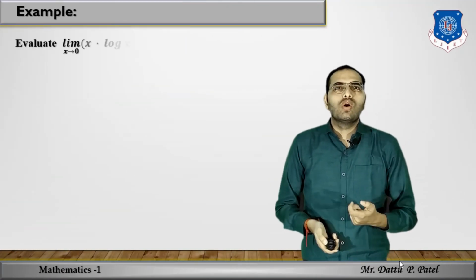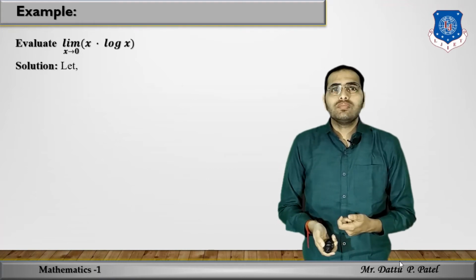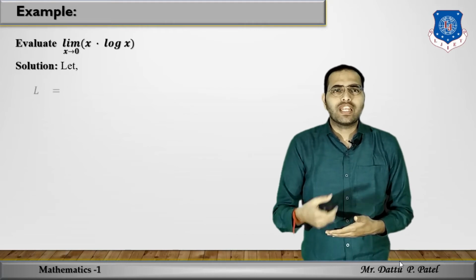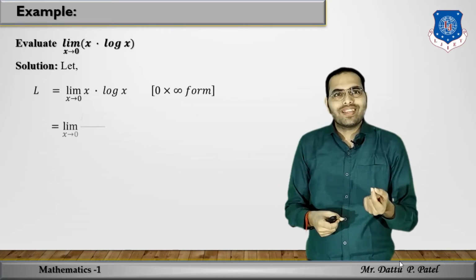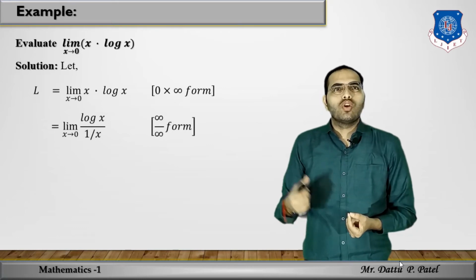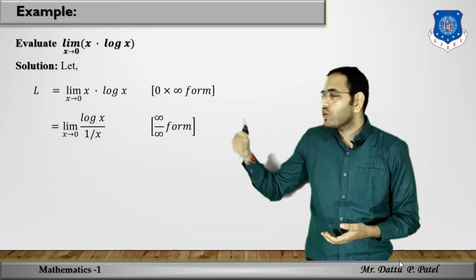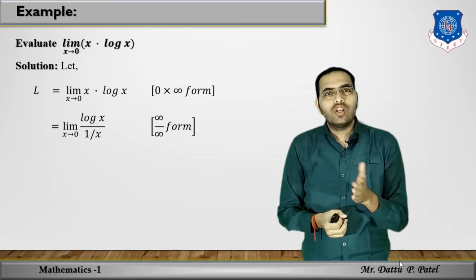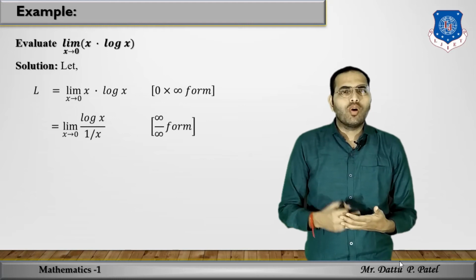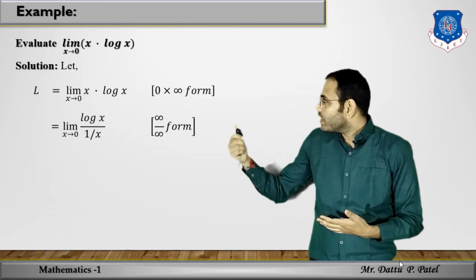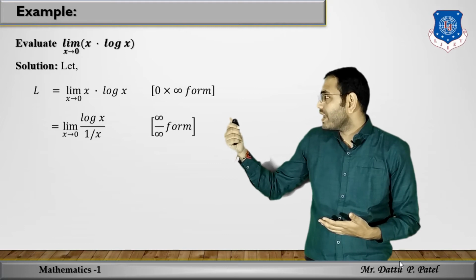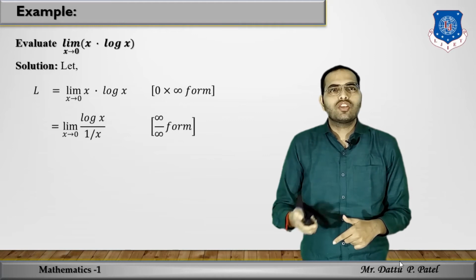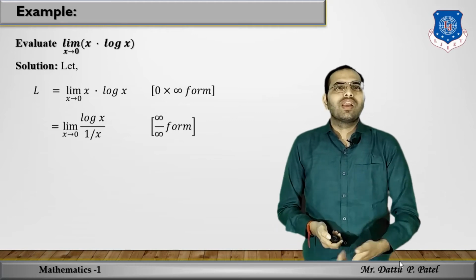Limit x tends to 0 of x into log x. Here we check which form is satisfied. Then x as 0, 0 into log 0, that is infinite, meaning the 0 into infinite form, so we convert it into the infinity by infinity form or the 0 by 0 form. Here x is written as 1 upon 1 upon x, then our limit becomes limit x tends to 0 of log x upon 1 upon x.